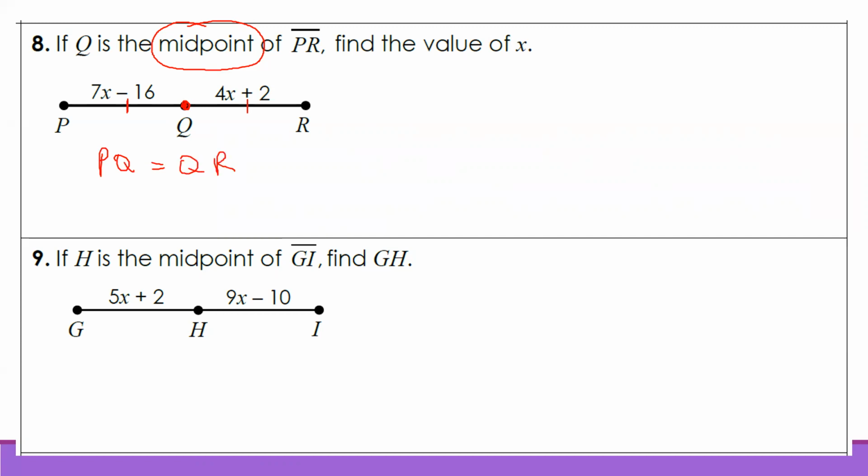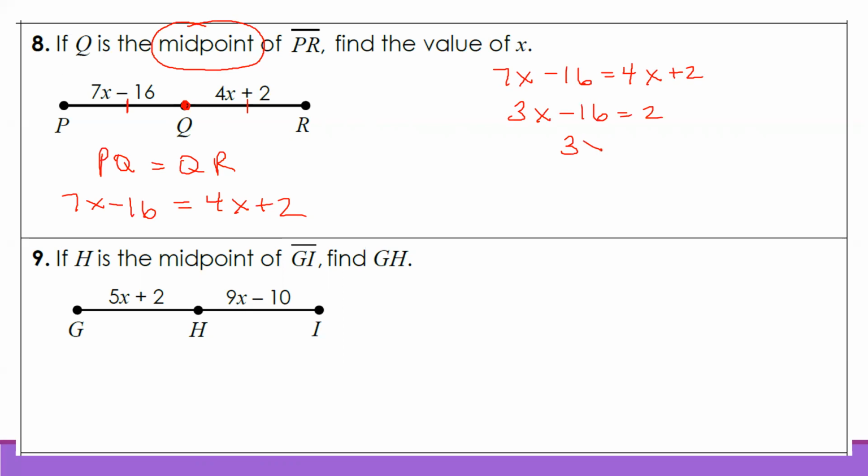Now I can substitute what I know. 7x minus 16 has to be the same or equal to 4x plus 2. Run out of space, I'm going to bring that over here so I can solve for x. I'm going to subtract 4x from both sides and add 16 to both sides. Now I can divide both sides by 3, and we know that x equals 6. And to double check that, I can plug 6 in here for x, make sure that I get the same number on both sides.